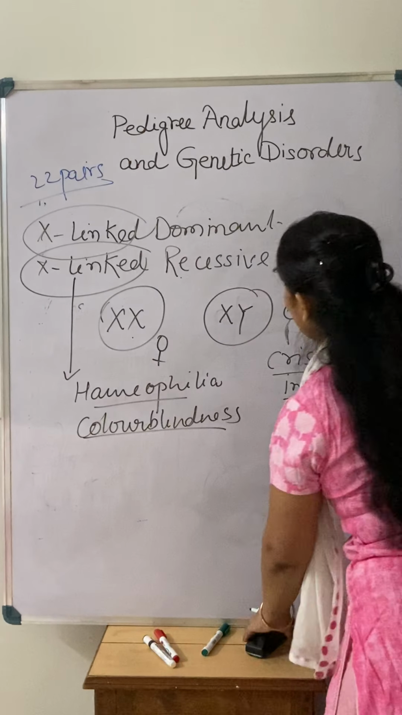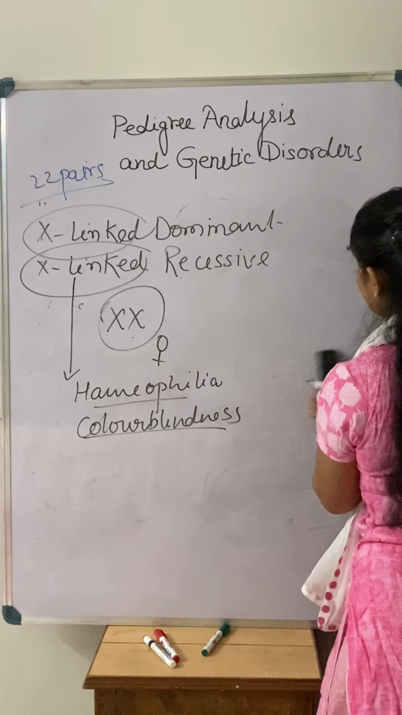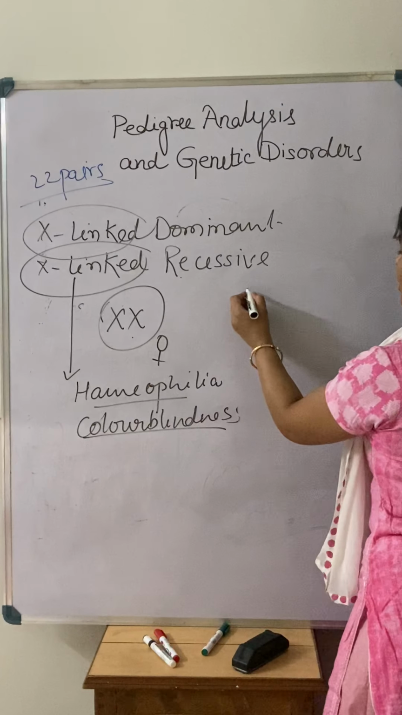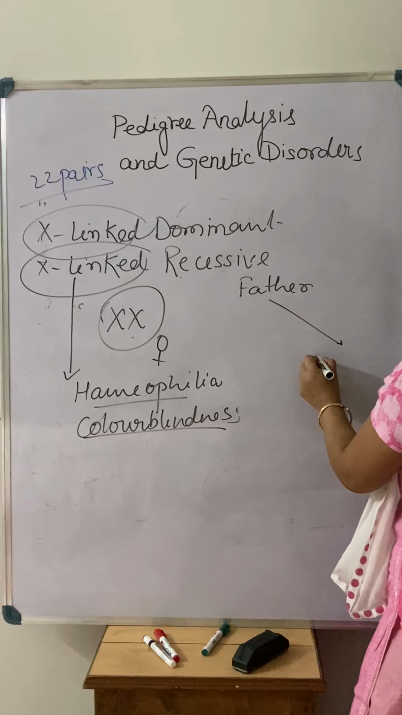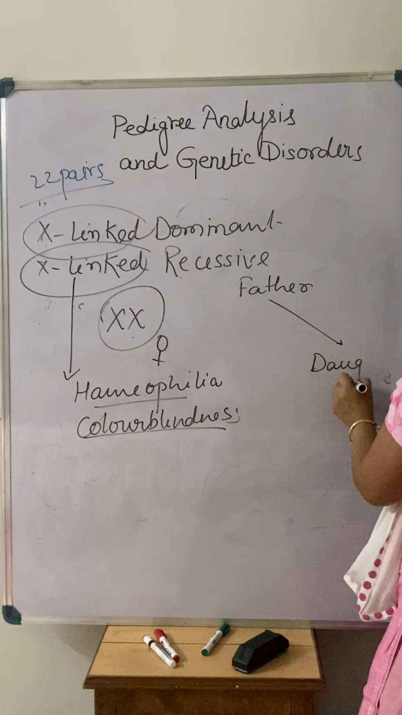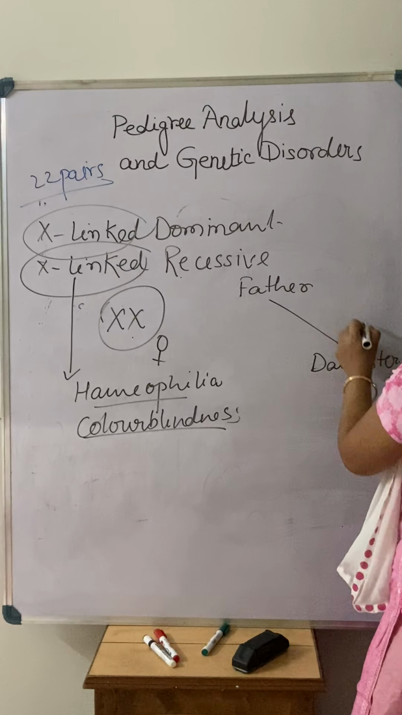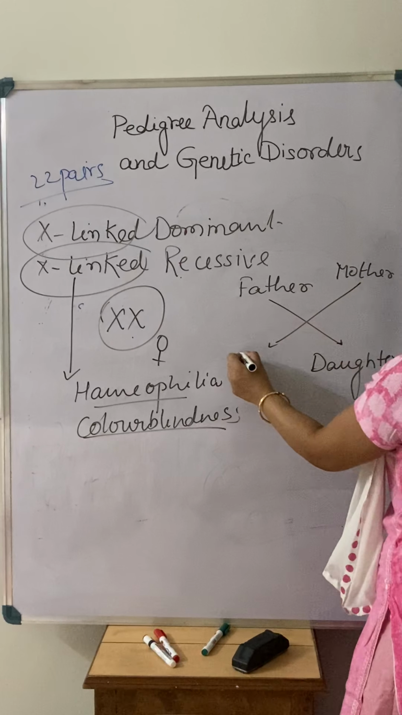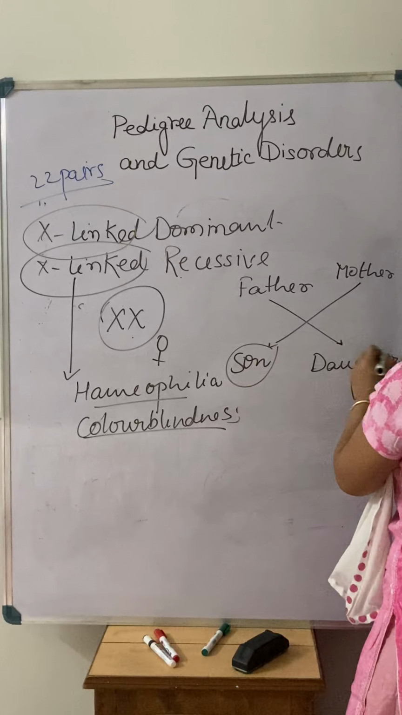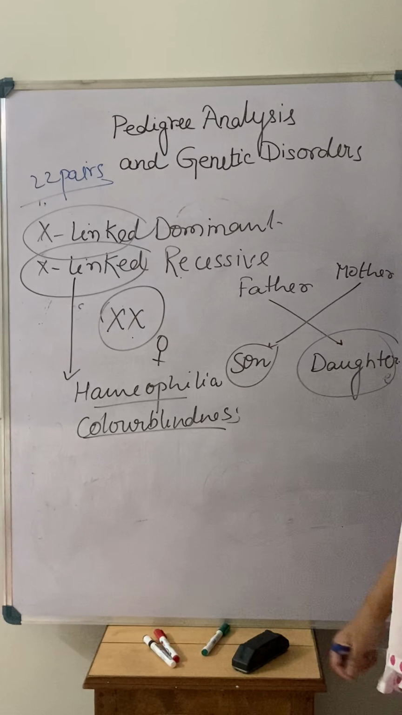Simple meaning is this: from father, disease will pass to the daughter, and from mother, disease will pass to the son. So this is the meaning of criss-cross inheritance, right?